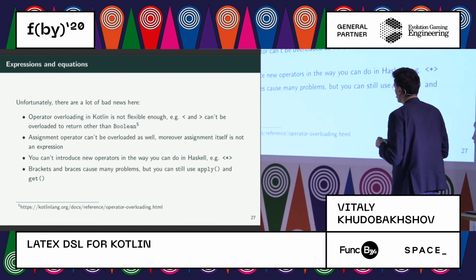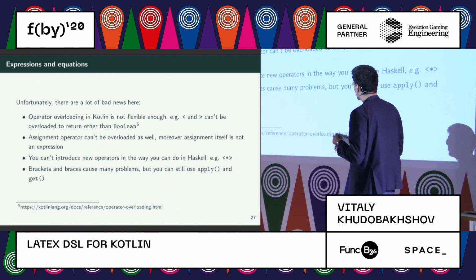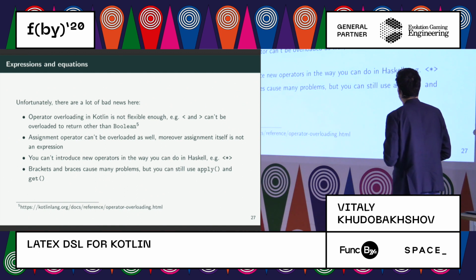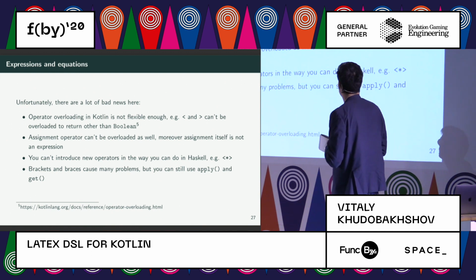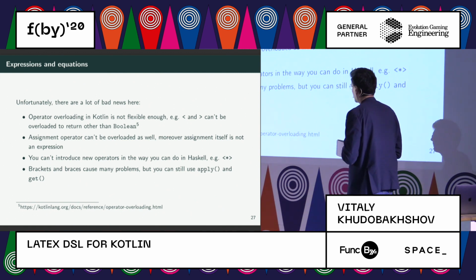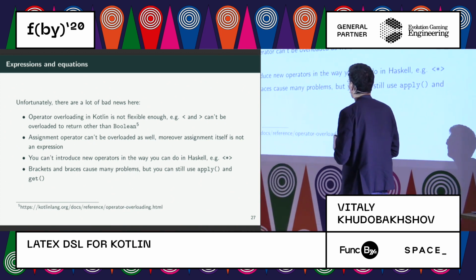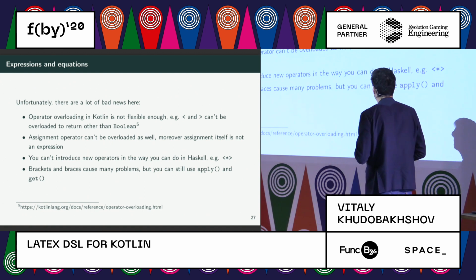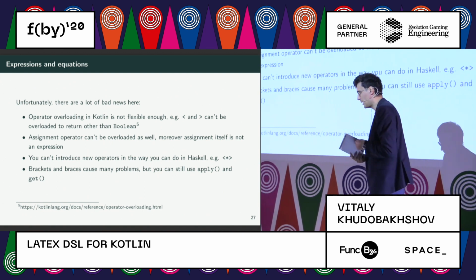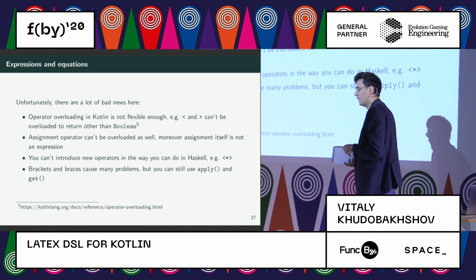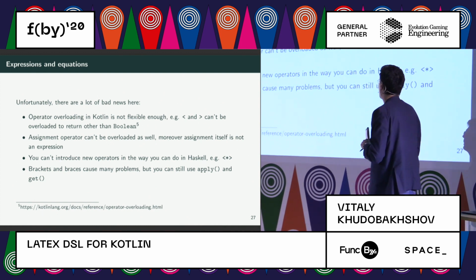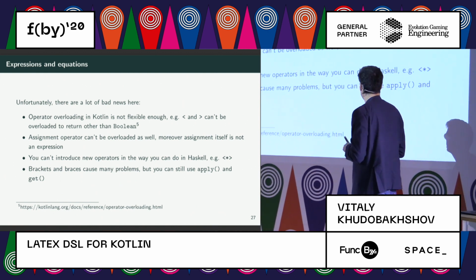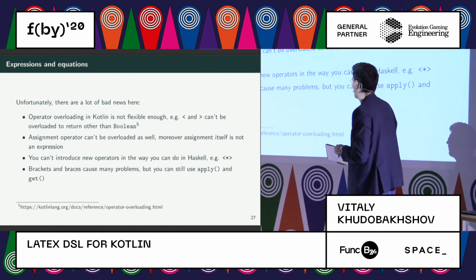There is a lot of bad news here. Operator overloading in Kotlin is not flexible enough. For example, right now, it's impossible to overload less than and greater than to return a type other than Boolean. Moreover, the assignment operator cannot be overloaded as well, and the assignment itself is not an expression, so we can't use assigning of our expressions in the same way as we do it in LaTeX. You can't introduce new operators in the way you can do it in Haskell, like this one, for example.